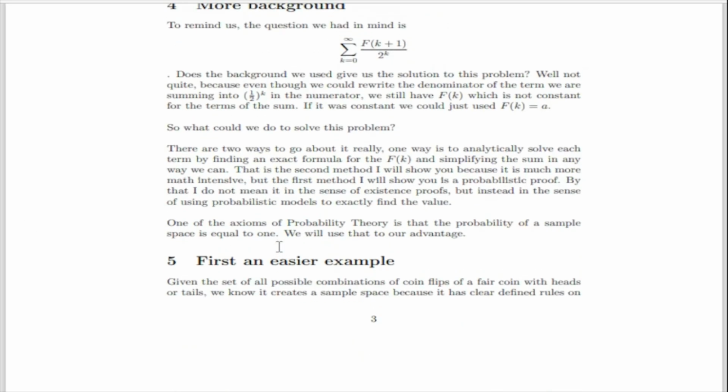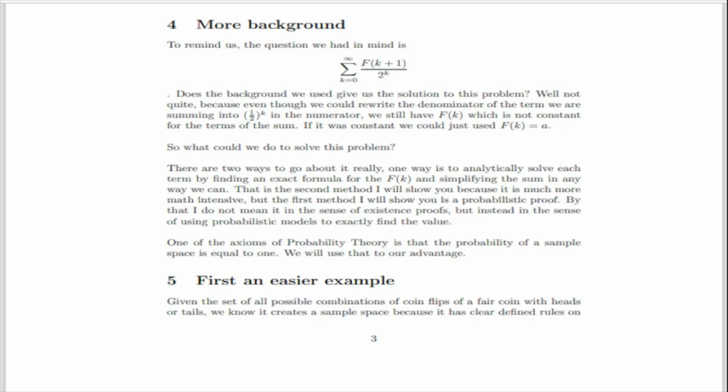So more background. To remind us, the question we had in mind is the k plus 1th Fibonacci number over 2 to the k, summed from 0 to infinity. Does the background we used give us the solution to the problem? Well, not quite. Even though we could rewrite the denominator, we still have f of k, which is not constant for the terms of the sum. If it was constant, we could just use f of k equals a.